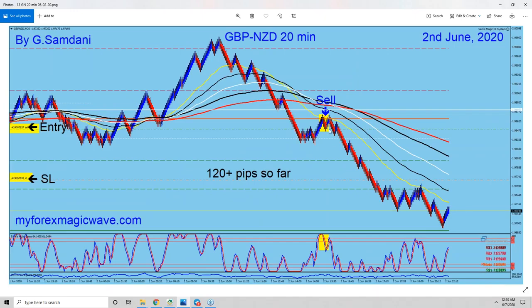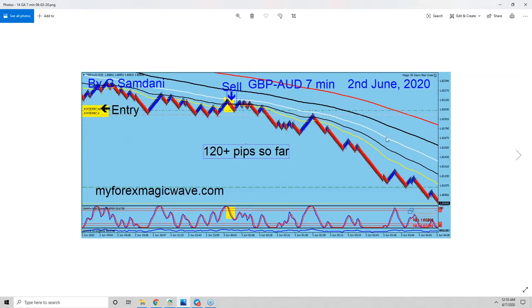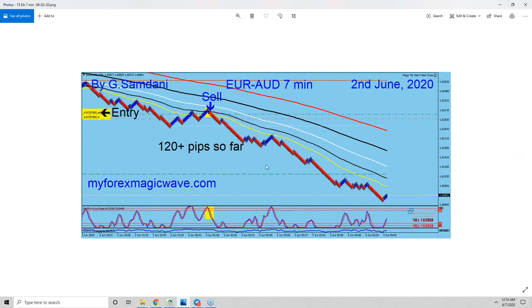Pound Kiwi, 120 pip, beautiful by-the-book entry, and it went all the way down. On the second, pound Aussie, 120 pip. This is from the 7-minute chart. Sell order here. This is all by the setup, the Magic IB setup. It's nothing random. If the setup is not there, I do not make the entry. This is also a 7-minute chart entry, sell order for 120 pip as well.